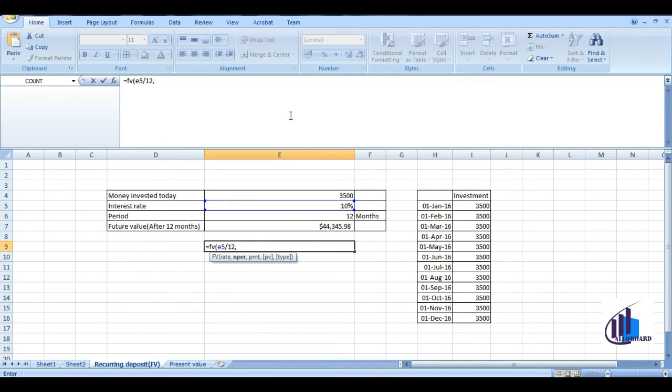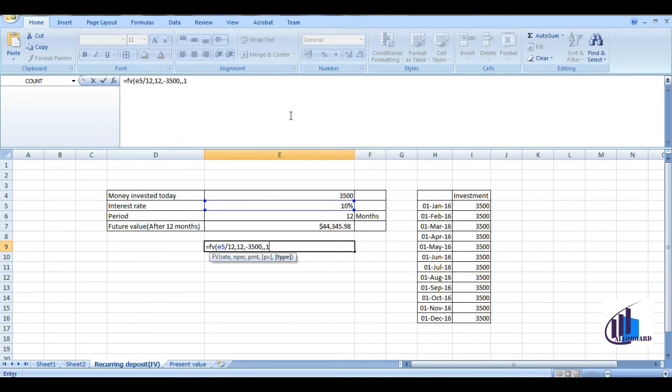So N per year is 12. And then PMT. What does PMT mean? PMT is the amount which the customer invests. In this case, it's 3,500. Since money is going out of the customer, we are giving minus 3,500 here. Then present value is 0 because he is not having any present value right now before investing. And the type is at the start of the month or end of the month. In this case, we'll give it as 1.